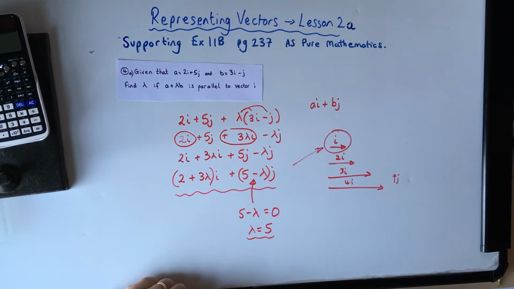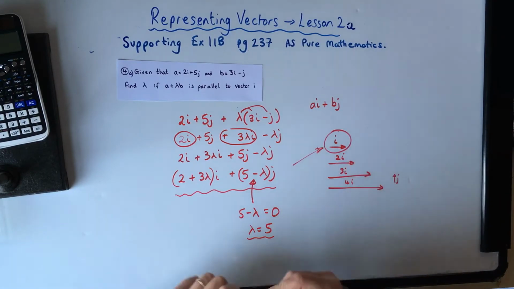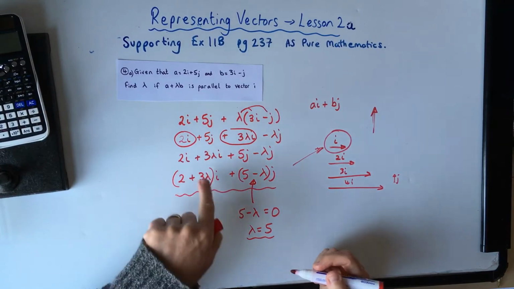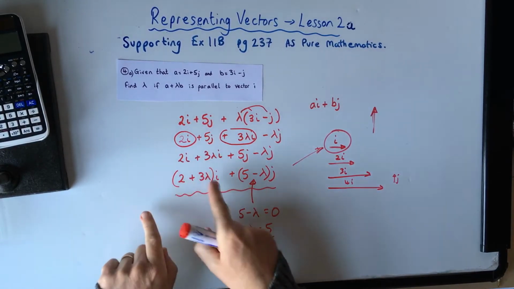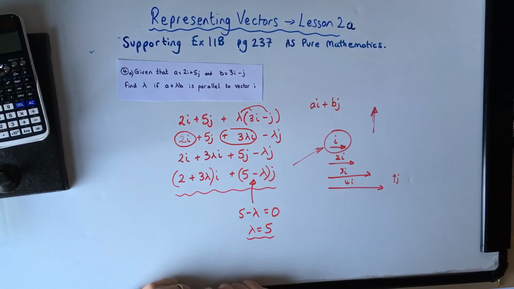Okay. There's a part B to that, but it just says when it's parallel to the j. Well, obviously it's parallel to the j when the i part is 0. So whatever is in the brackets, that uses a different one. I think it uses mu for that. Okay. So that was 4a.